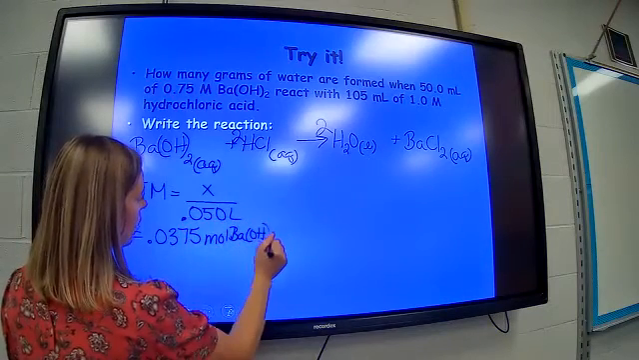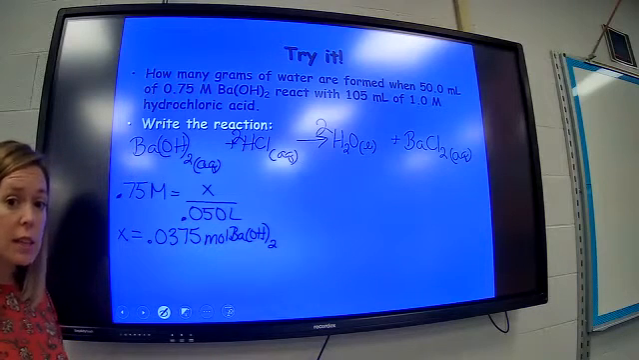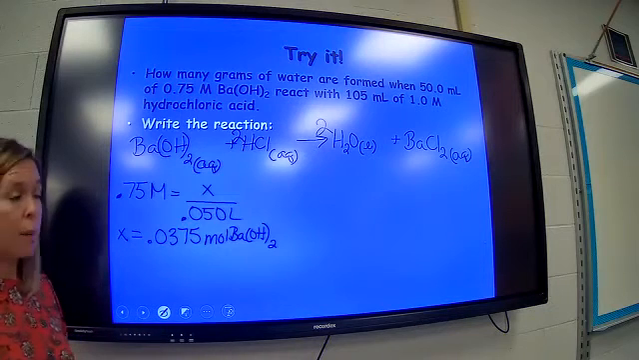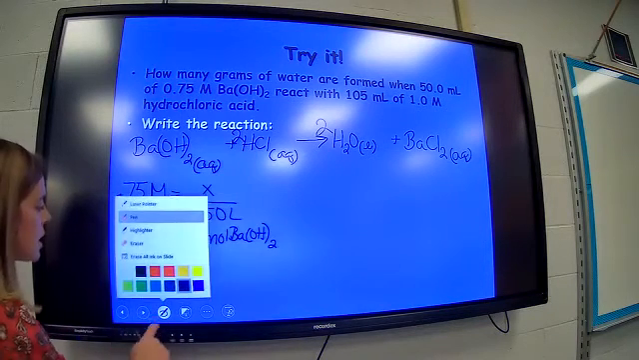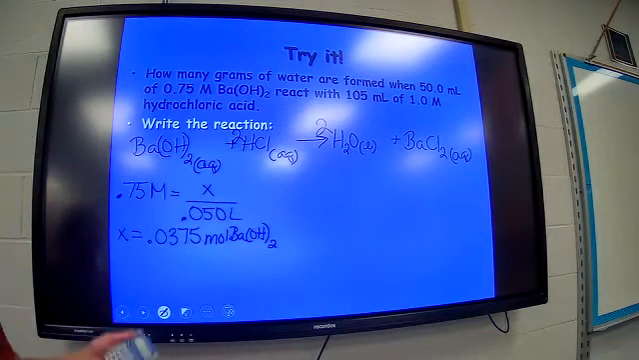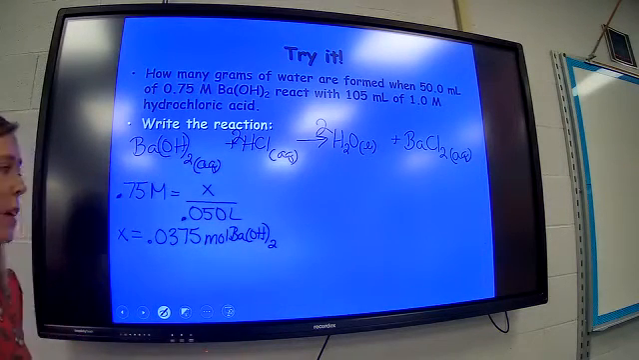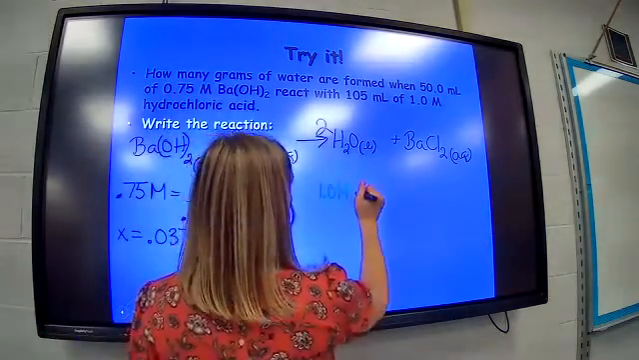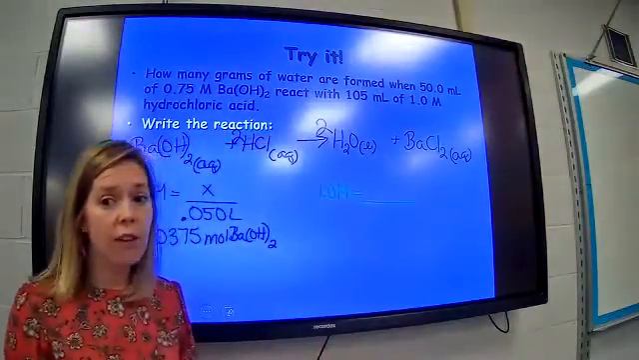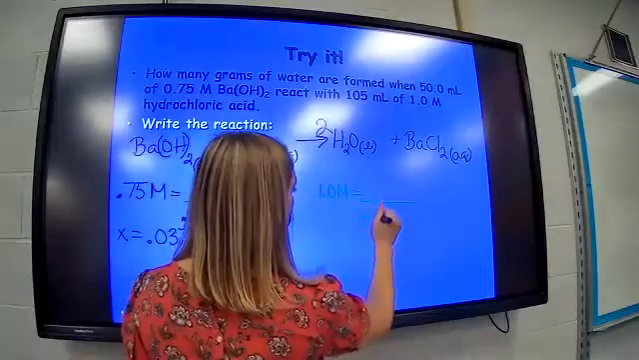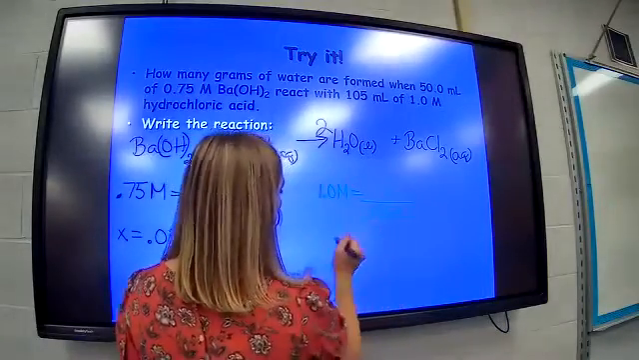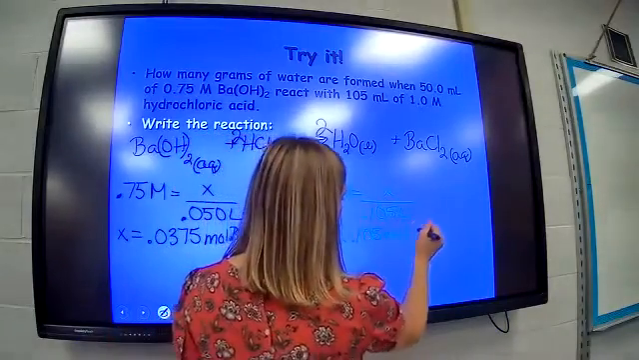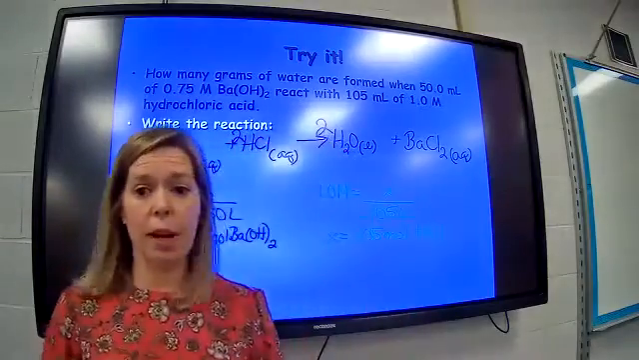We really want to label because since we are getting multiple things happening, we want to make sure that we know what the different numbers refer to. All right, we're going to do the same thing now, except we have to do it with hydrochloric acid. So with hydrochloric acid, we have a 1 molar solution. The volume is 105 milliliters, so 0.105 liters. So then that would give me 0.105 moles of hydrochloric acid are present.